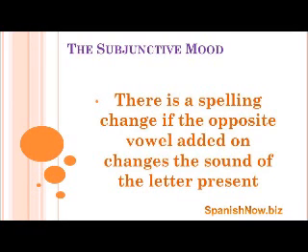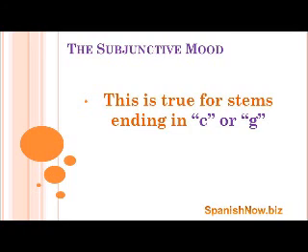There is a spelling change that occurs if the opposite vowel is added onto one of the two letters in the Spanish alphabet that create different sounds, for example, the C or the G. Notice our subjunctive conjugation here of jugar. Notice how the root of jugar ends in a G. So any letter, i.e. the opposite vowel, that you put after the G, if it changes the sound of the G, you have to actually respell the word to make sure that the phonetics are constant.